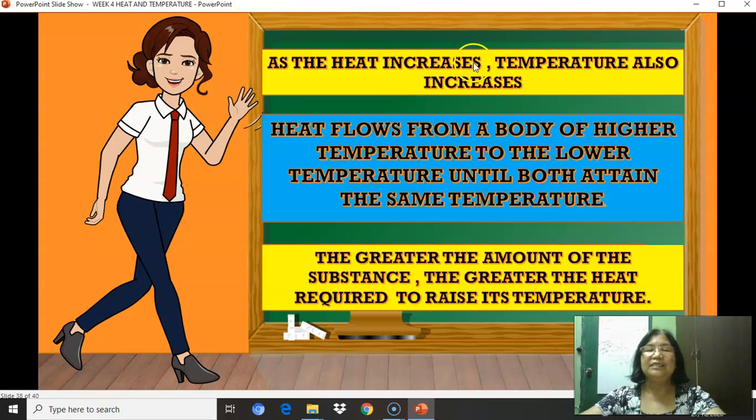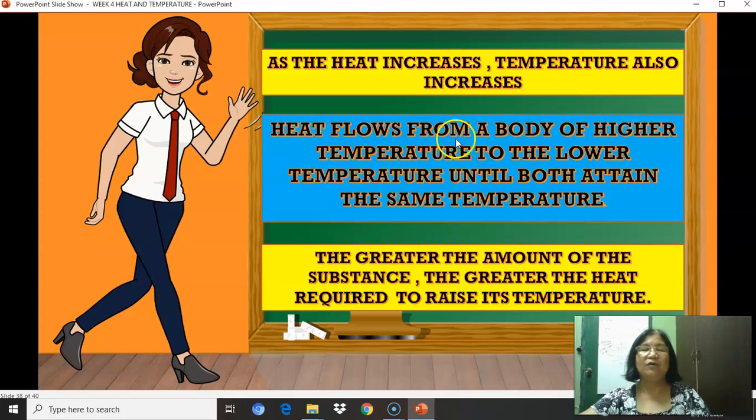Okay, as the heat increases, temperature also increases. So they are directly proportional. Pag tumaas ang heat, tataas din ang temperature. Okay, bakit nagkaganon? Pag nainitan ang isang substance, the tendency of the molecules is to move faster. They will move vigorously. Okay, napakabilis niyan. Pag bumilis ang galaw, ibig sabihin, tataas din ang kanyang temperature. Okay, vice versa, as the heat decreases, temperature also decreases.